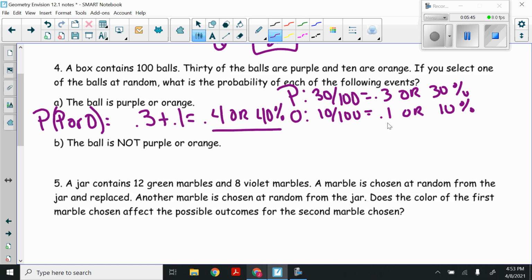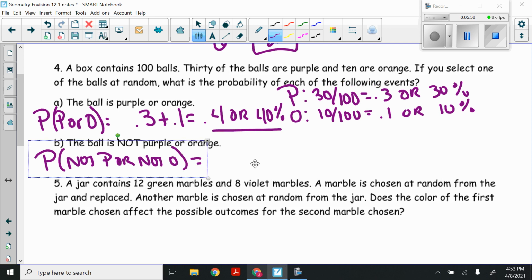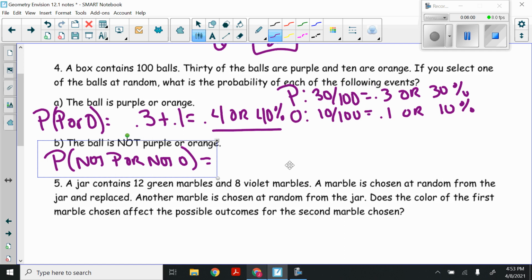B, the ball is not purple or orange. So the probability of not P or O. The probability that it was P or O was 0.4. So the probability that it's not that is going to be 1 minus 0.4, which is going to be 0.6 or 60%.